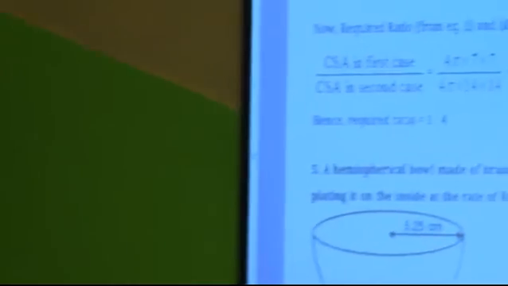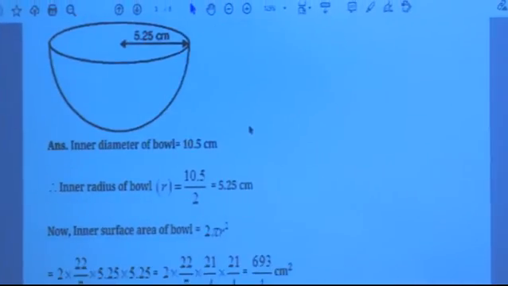In the previous session, we were studying exercise 13.4, fifth question. The question is: a hemispherical bowl made up of brass has inner diameter 10.5 centimeter. Find the cost of tin plating it on the inside at the rate of rupees 16 per 100 centimeter square. Let us switch to the solution to see how to solve it.